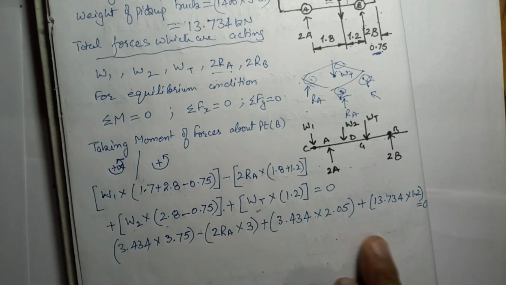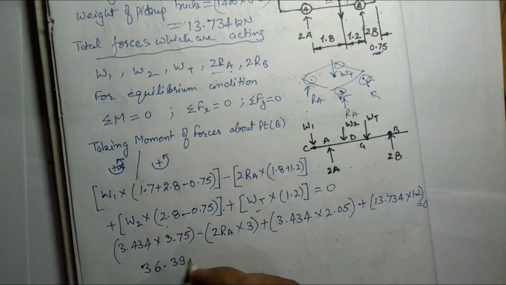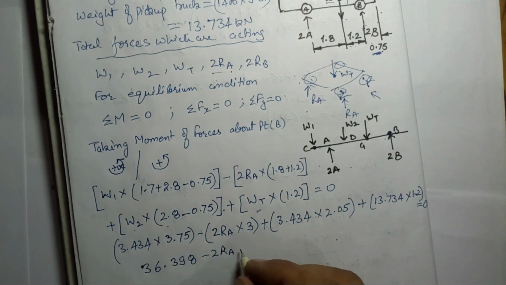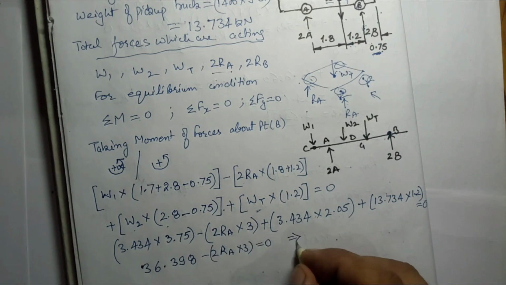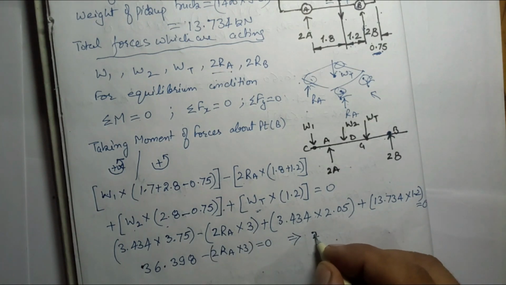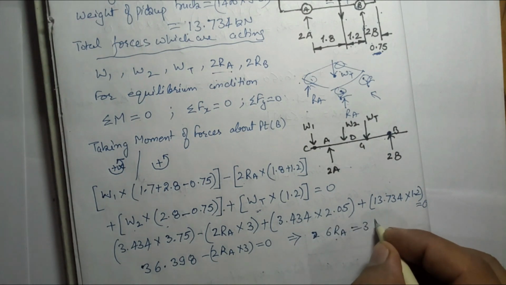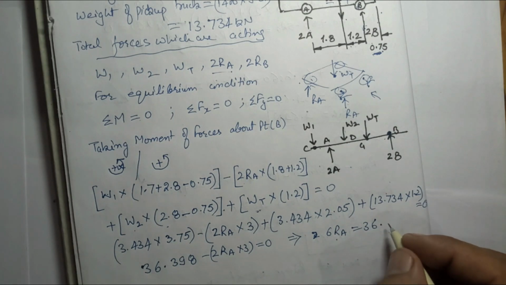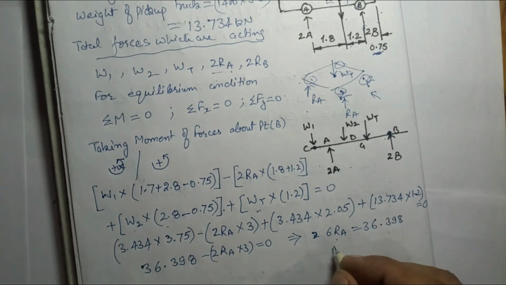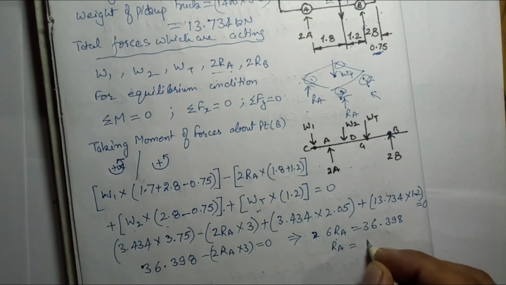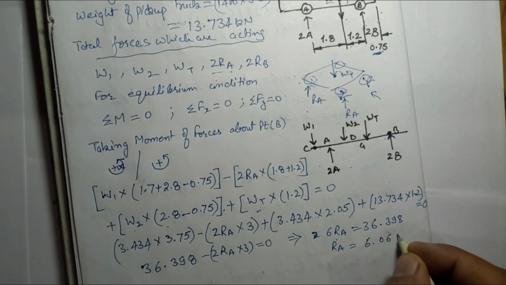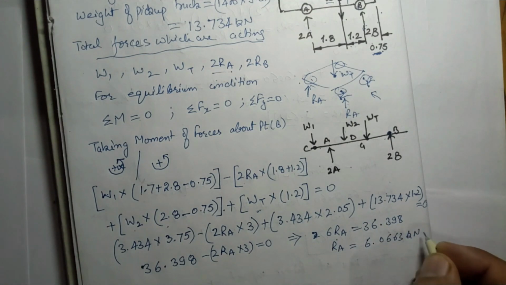Right, now we will solve this equation and we get 36.398 minus 2RA into 3, that is equal to 0. When we simplify this, we get 6RA is equal to 36.398, and from here we can say RA is equal to 6.0663 kilonewton.